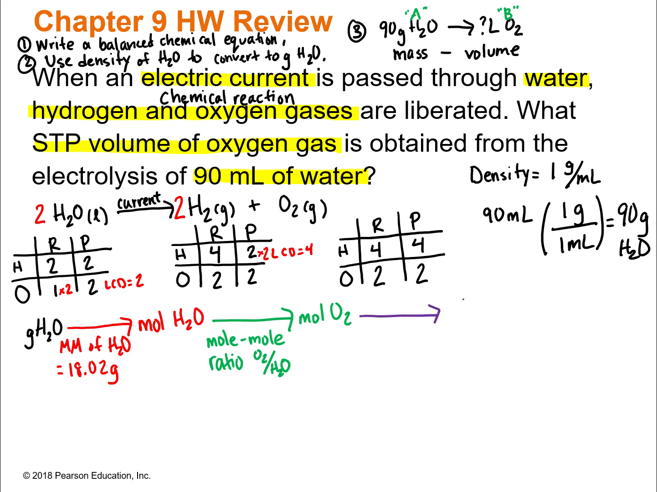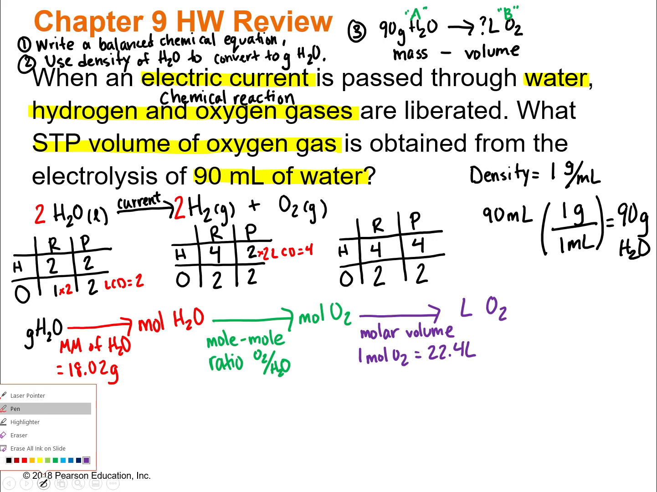Then we have to get to liters of oxygen gas, so some kind of volume. This requires molar volume because we're at STP. And at those conditions, 1 mole of oxygen gas has a volume of 22.4 liters. We'll use that unit equation to write a unit factor to convert from moles of oxygen to liters.